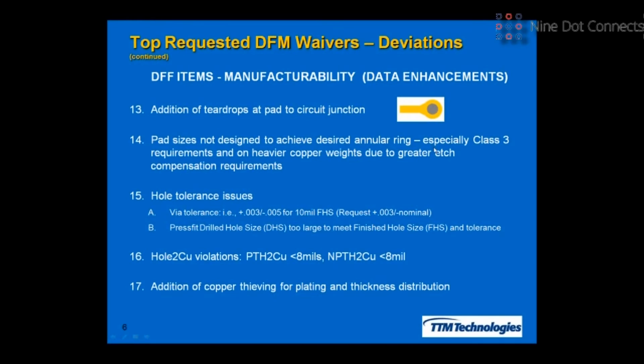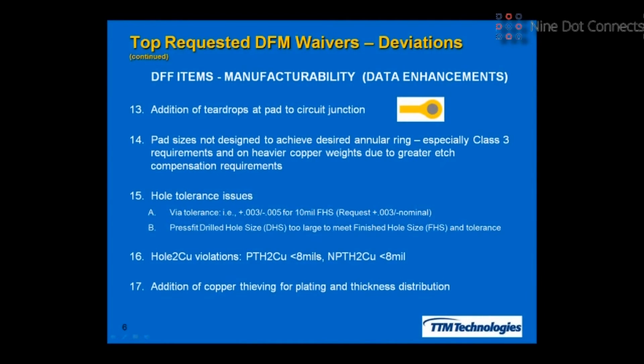And that goes into this next item where, depending on the requirements of the part, you could have Class 3, Class 2 IPC requirements. Each one has a different annular ring requirement. And it requires an adjustment to the pad size to incorporate the proper target for the annular ring. And the other thing that comes into play is the copper weight. The heavier the copper weight, the more etch compensation we have to do on the fab side, or the larger the pad needs to be to achieve and maintain the target annular ring.